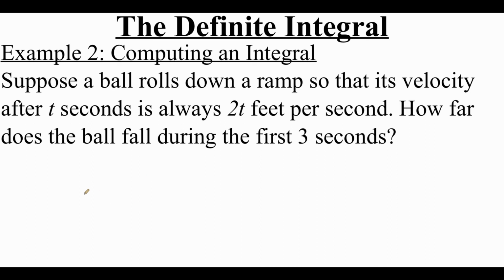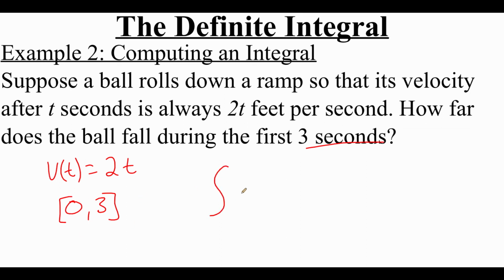So we've got a velocity function. I'm going to call that v of t. And the velocity of our ball is 2 times t feet per second. So v of t is 2 times t. And we're looking at how far this ball is falling over the first 3 seconds. So as far as the interval goes, we're starting at 0, and then we're going to 3 seconds. So if I write out this definite integral, we'd have the integral from 0 to 3 of our 2t function.